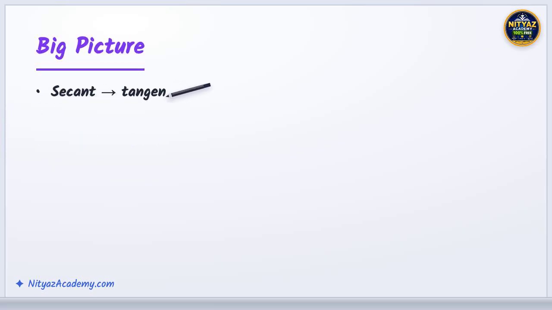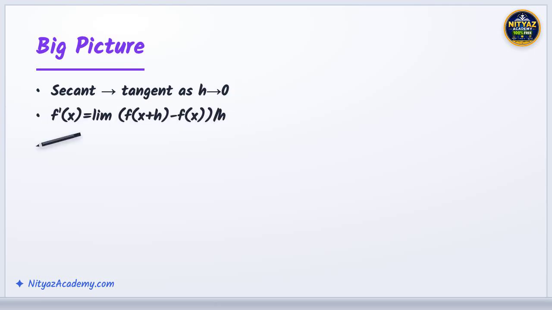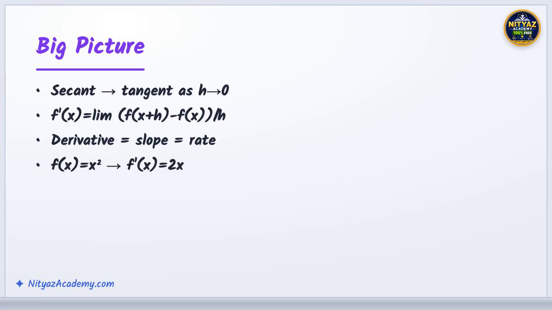Let's tie it together. Take the slope between 2 points, then let the points merge by sending h to 0. The result is the derivative, which is both the slope of the tangent line and the instantaneous rate of change. We prove the derivative of x squared is 2x. Next, we'll learn shortcuts, so we never need that long limit again.